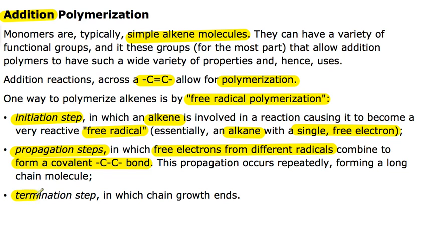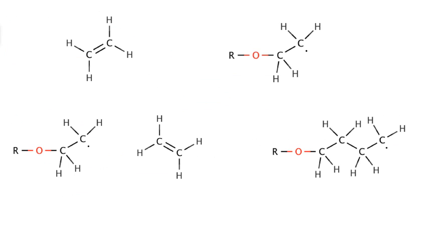And then the termination step, not surprisingly, is just the step at the end, and that stops chain growth. And essentially chain growth gets stopped when 2 radicals, each with a single free electron, combine. Then there's no radical left and the chain formation stops. So here's just a few diagrams to kind of show you what's happening.